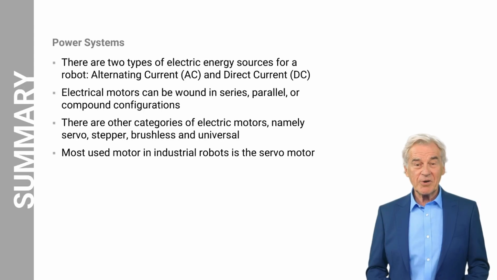In summary, robotic systems are powered by 2 types of electric energy sources: alternating current and direct current. The electrical motors used in robotics can be configured with different winding arrangements, series, parallel, or compound, each suited for specific applications. Beyond these basic configurations, there are specialized categories of electric motors, including servo, stepper, brushless, and universal types. Among these various options, servo motors are the most widely used choice in industrial robots due to their precise control capabilities and reliability.